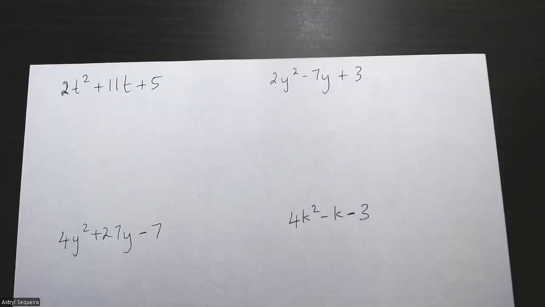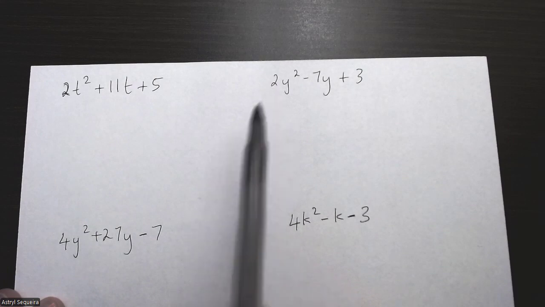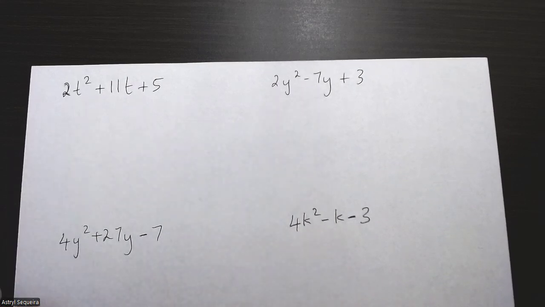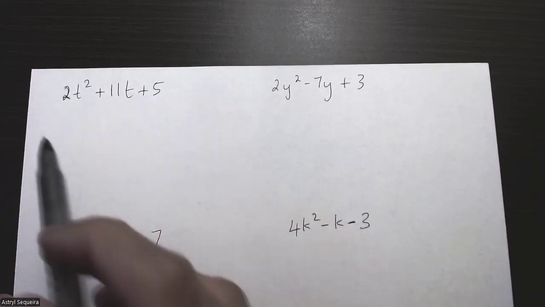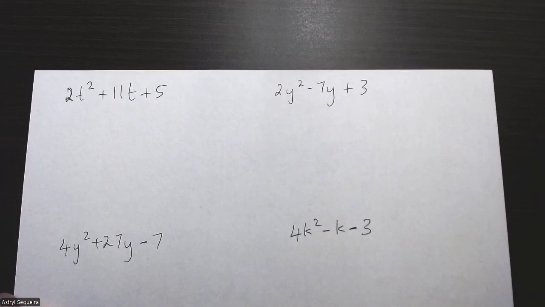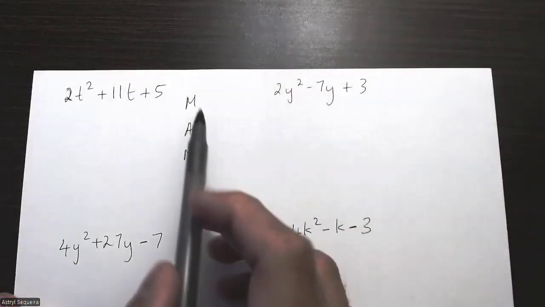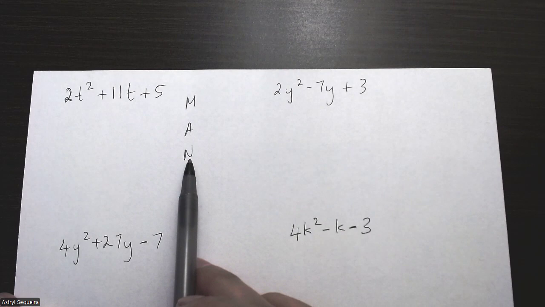All right, in this video, we want to factor these complex trinomials over here. So what makes them complex is that the a value in the equations is always greater than 1, or basically not equal to 1. In order to factor these questions, we use a method called MAN method, where M stands for multiplication, A stands for addition, and N stands for numbers.